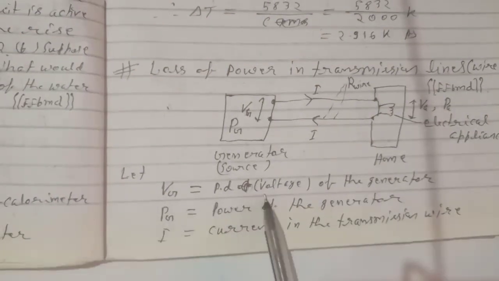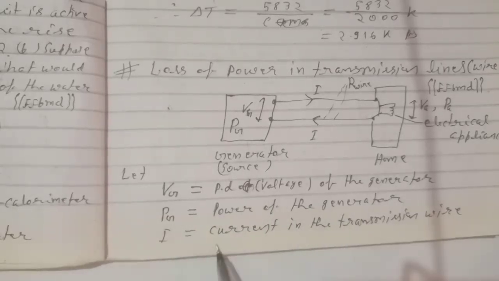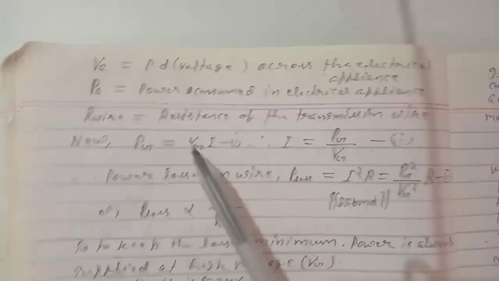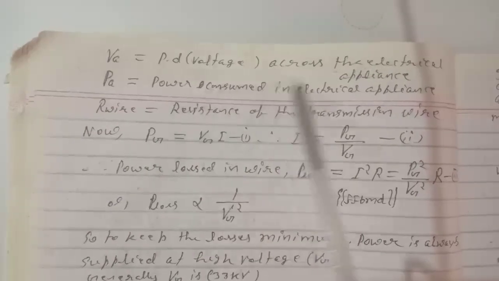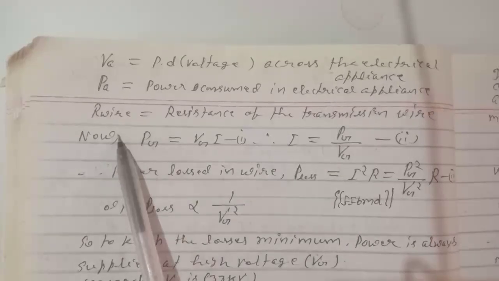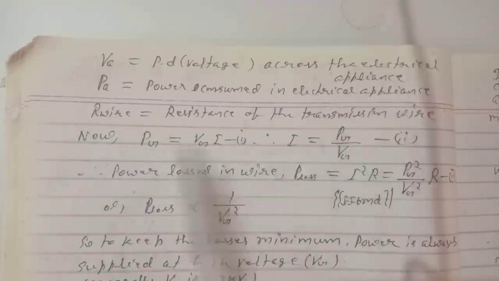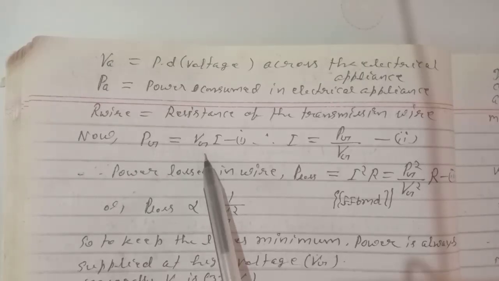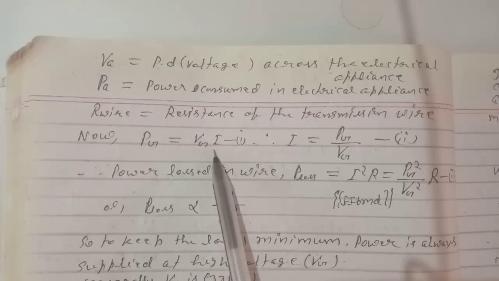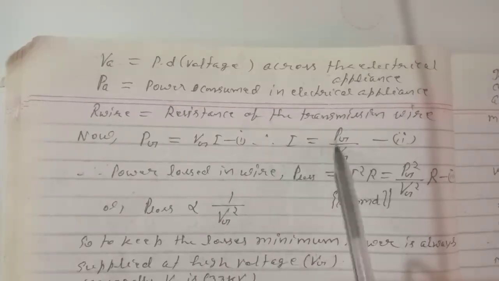Let VG equal the potential difference, that is the voltage of the generator, and PG equal the power of the generator, and I is the current in the transmission wire. Then VA is the voltage across the electrical appliance, PA is the power consumed by the electrical appliance, and R wire is the resistance of the transmission wire. Now PG equals VG into I, that is power in generator is equal to voltage in generator into current. Hence I equals PG by VG.